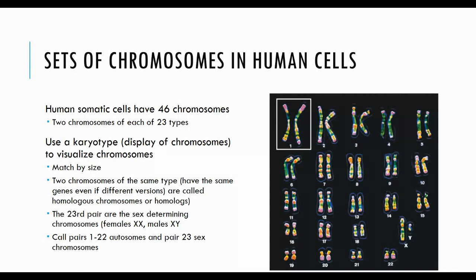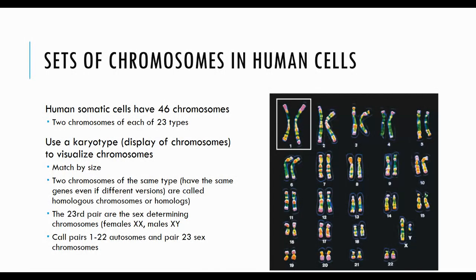As I said, human somatic cells have 46 chromosomes, and so they'll have 2 chromosomes each of 23 different types. We can use a karyotype, which is a display of chromosomes, to visualize them, and they're matched by size. 2 chromosomes of the same type will have the same genes, even if they are different versions of that gene, and they are called homologous chromosomes or homologs.